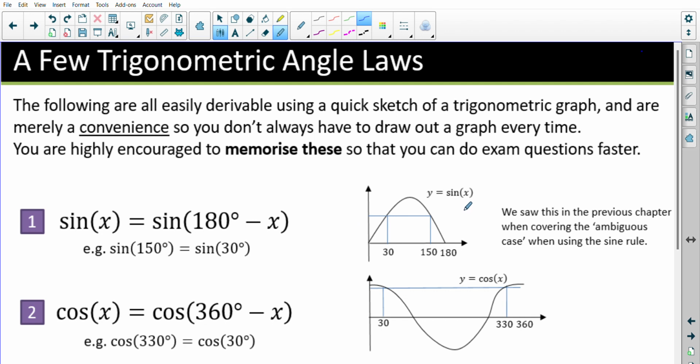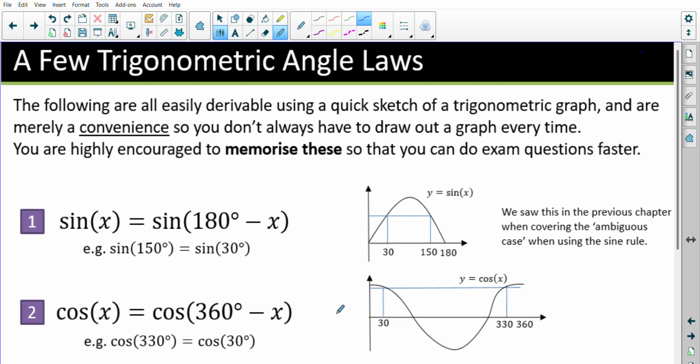And where does this come from? Well, in the last chapter, you must have seen the ambiguous case. So sometimes there were two angles when using the sine rule, and to find the other angle, you had to do 180 minus that.